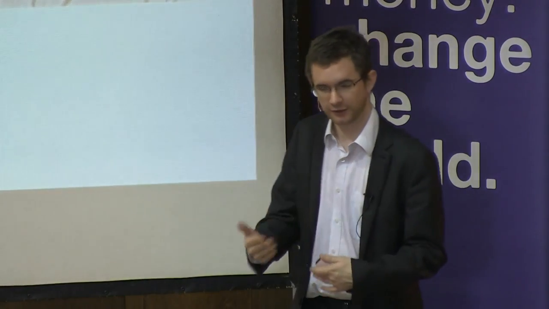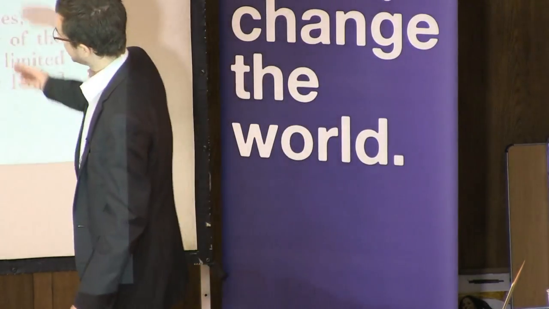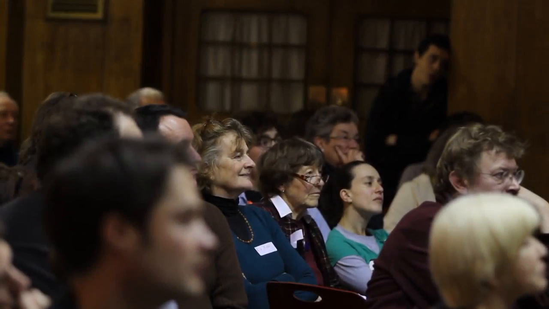It caused banking crises. And after a number of years of this happening, the government of the day, so it was a conservative prime minister, Sir Robert Peel, stepped in and said, well, we can no longer allow banks to issue paper money because of the problems that it's causing in the economy. So they passed this piece of legislation, the Bank Charter Act, which said from this point on, only the Bank of England will have the authority to create paper money.